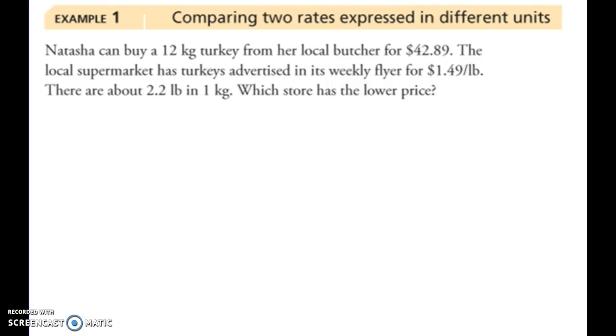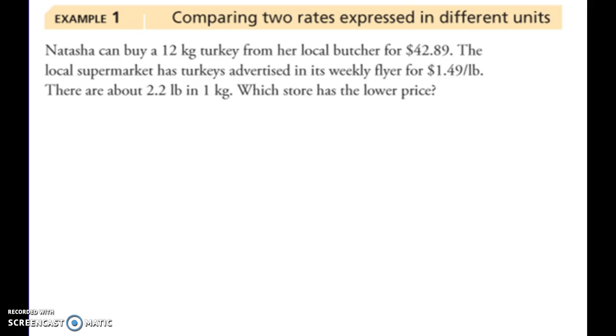Interpreting rates, section 8.1, example 1. Natasha can buy a 12-kilogram turkey from her local butcher for $42.89. The local market has turkeys advertised in its weekly flyer for $1.49 per pound. There are about 2.2 pounds in 1 kilogram. Which store has the lowest price?